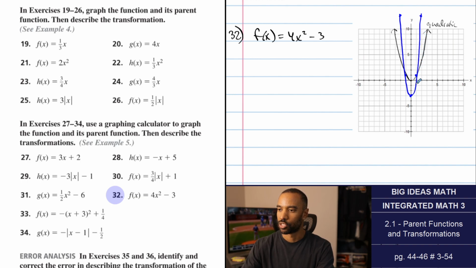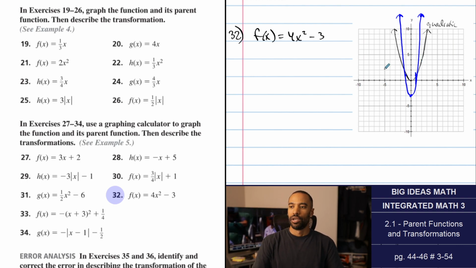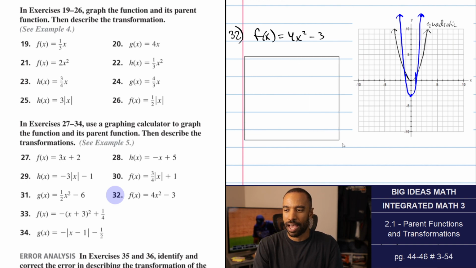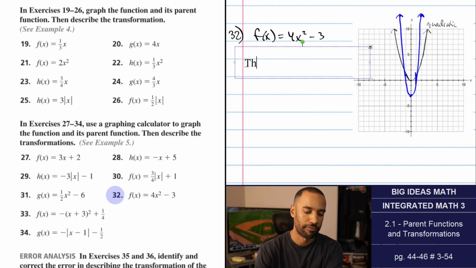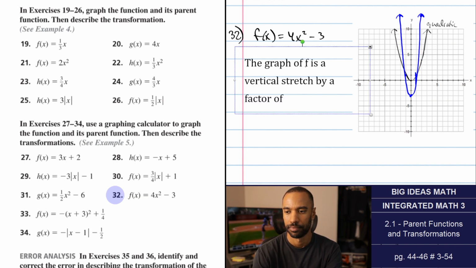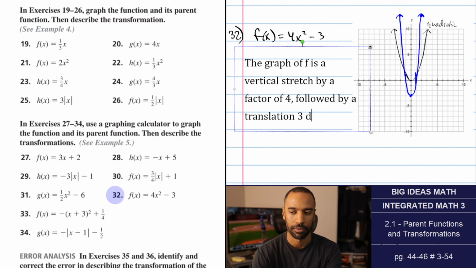Okay, so the tall graph, right? That's what that one looks like. Pulling it upward, that vertical stretch. The graph of F is a vertical stretch by a factor of 4, followed by a translation 3 units down.